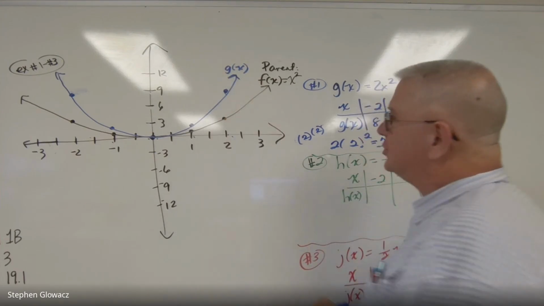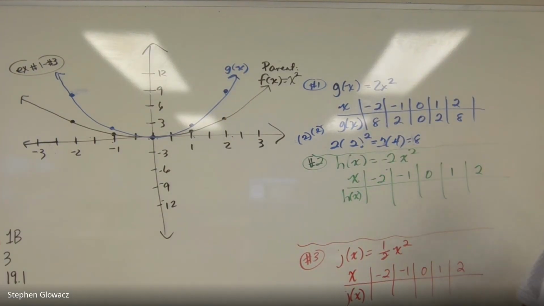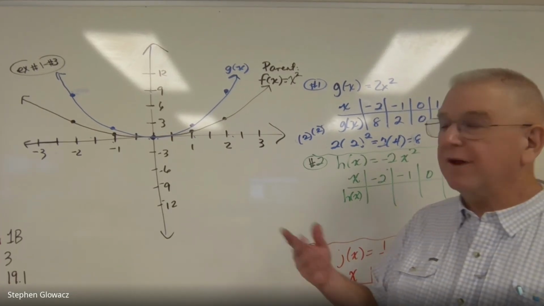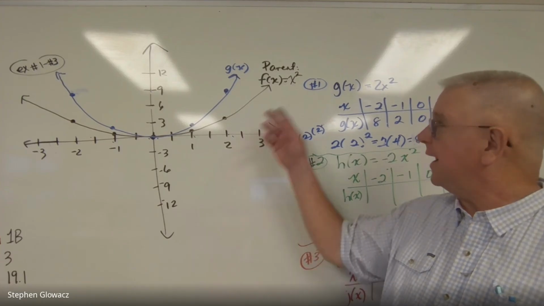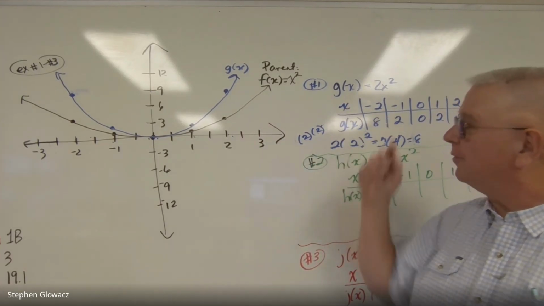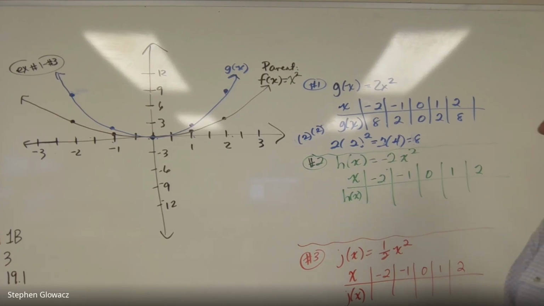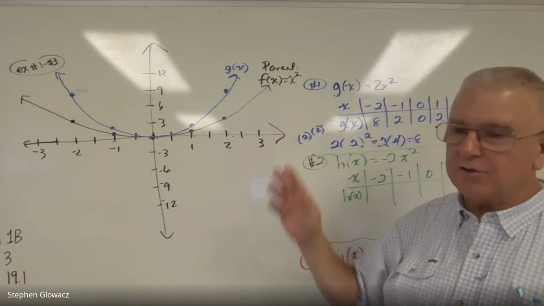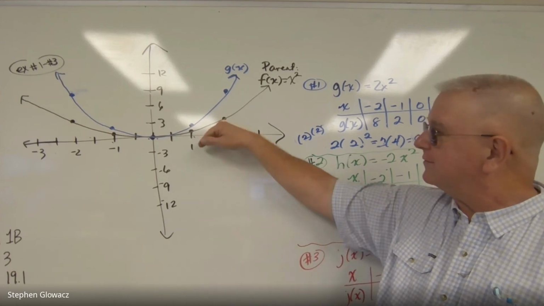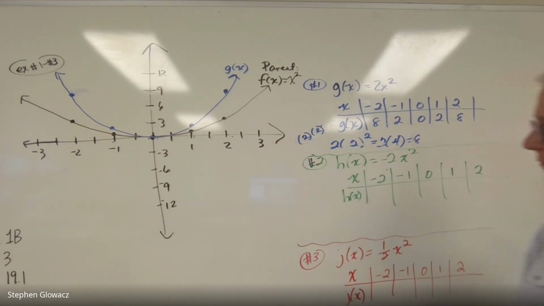Notice that g of x is thinner, or we could say narrower. Sometimes we'd say a vertical stretch by a factor of 2, but we notice that the graph is more narrow than the parent function x squared. All the points have been raised up, which makes the graph narrower.